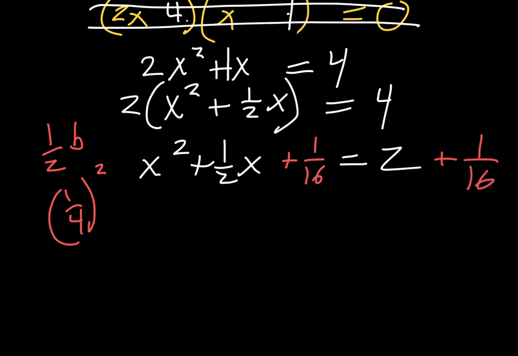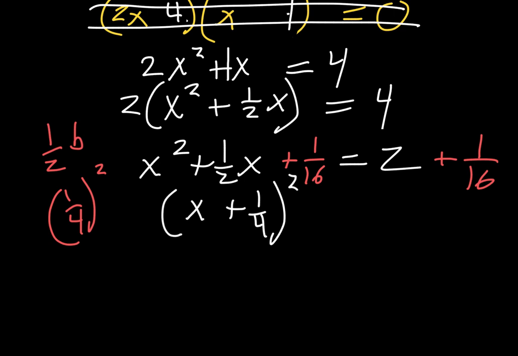And this gets to the idea that our equal sign is a balance. Whatever you do to one side of the equation, you absolutely must do to the other side. And now this is a complete square. What does that mean? That means if I were to factor this, it would be x plus 1/4, parentheses squared.